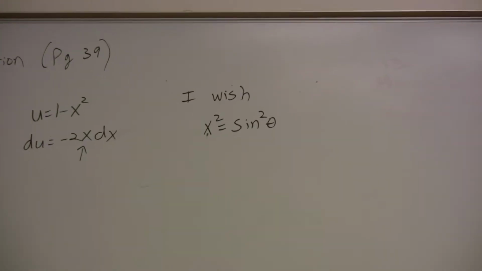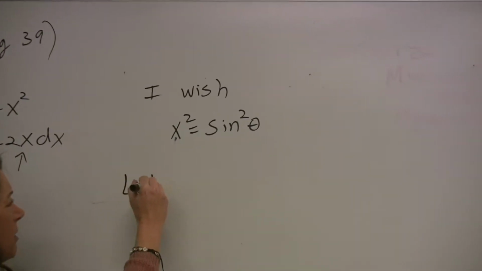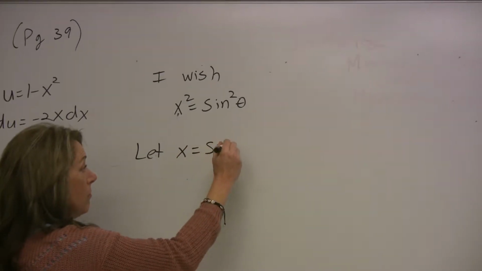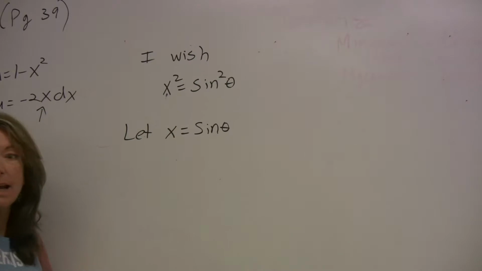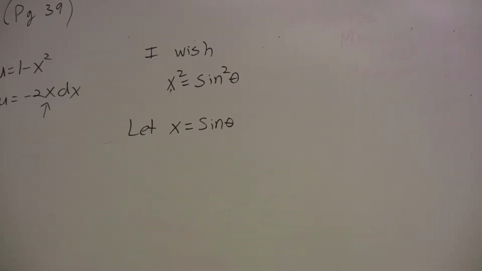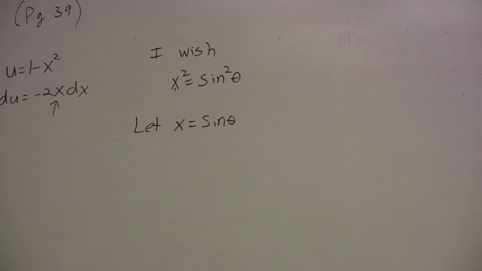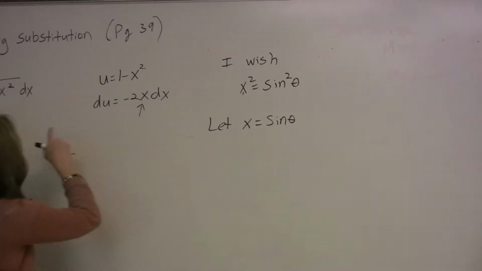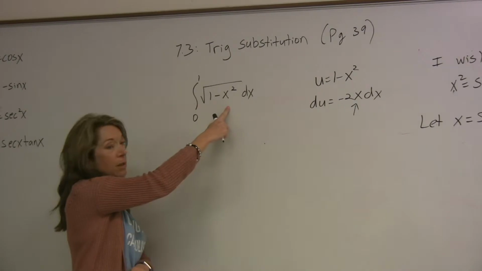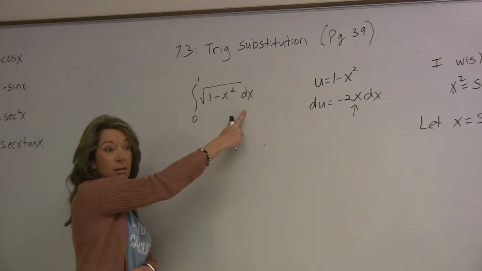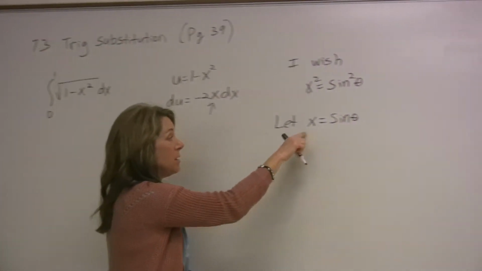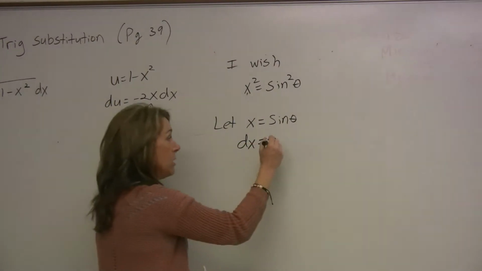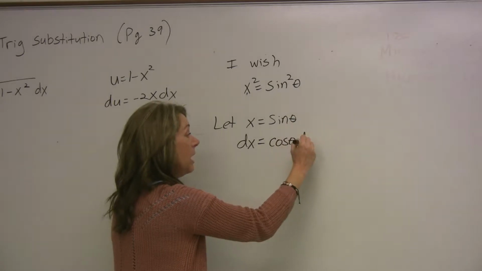Yeah. So then what am I going to let x equal? I'm going to let x equal sine theta. If x squared is sine squared, I'm going to let x equal sine theta. This is the substitution I'm going to make. So the problem, I'm going to make this 1 minus sine squared. I feel good about this. This has a dx in it, so I need a dx. If this is my x, what is dx going to equal? Cosine theta d theta.